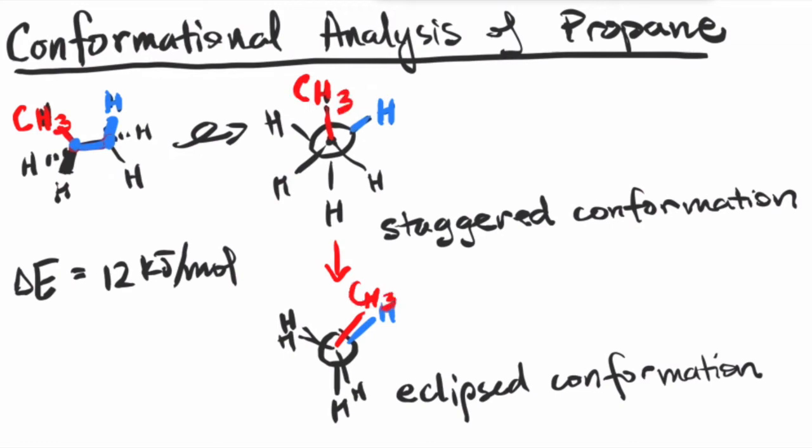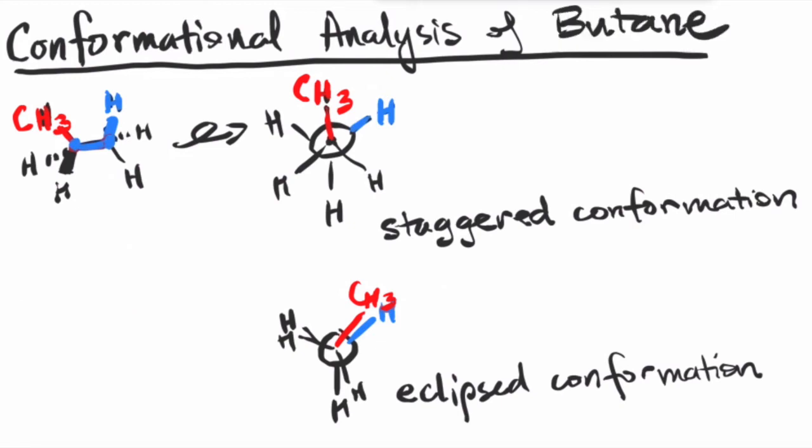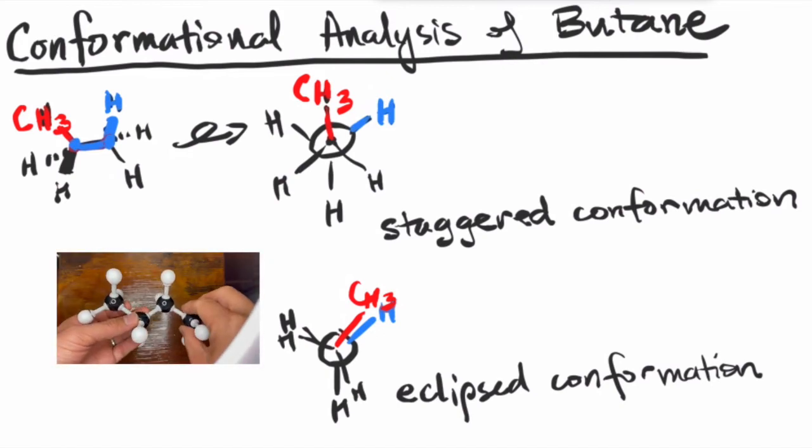And so now in propane, as you can see, the torsional strain is not between two hydrogens anymore, but between a methyl group, a bulkier group, and hydrogen. So naturally you would expect there to be a little bit more strain, and indeed there is more strain. And the difference in energy between the staggered and the eclipsed conformation of propane turns out to be 14 kilojoules per mole. So let's continue again to add on one more carbon.